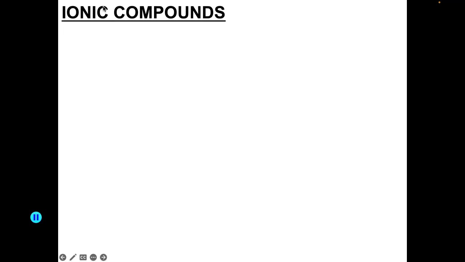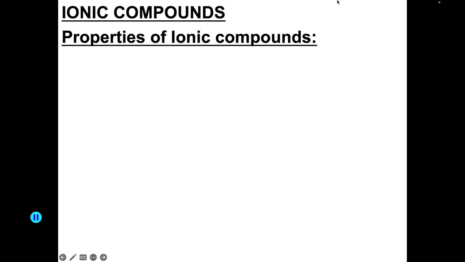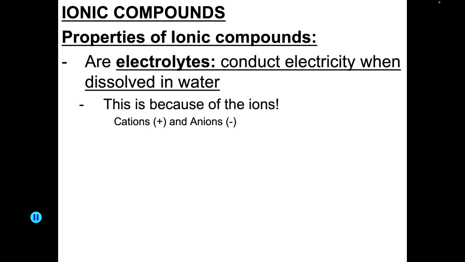All right, so these are our notes on ionic compounds. Some of their properties are that they're electrolytes, which means they conduct electricity when they're dissolved in water, and this is because of the ions.